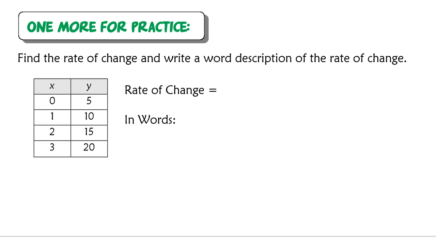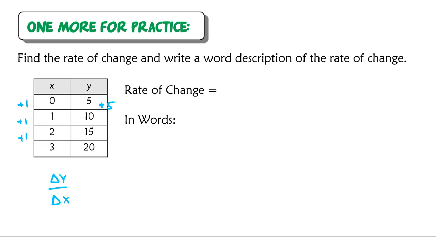All right, we're going to finish off the lesson here with one more practice problem. Here it asks us to find the rate of change and write a word description of the rate of change. So remember, for the rate of change, we want to know what the change in the y values is and compare that to the change in the x values. So let's go ahead and look at how the table is moving here. I can see that in the x values, they're increasing by 1. So they're going up by 1, right? Every single time we're increasing by 1. In the y values, we're increasing by 5, right? So to get from 5 to 10, we have to add 5. To get from 10 to 15, we add 5 again.